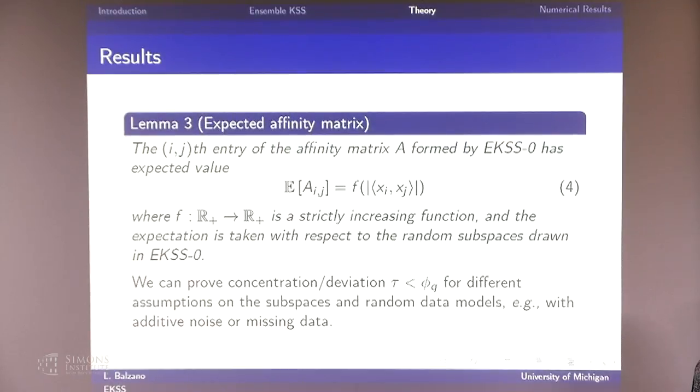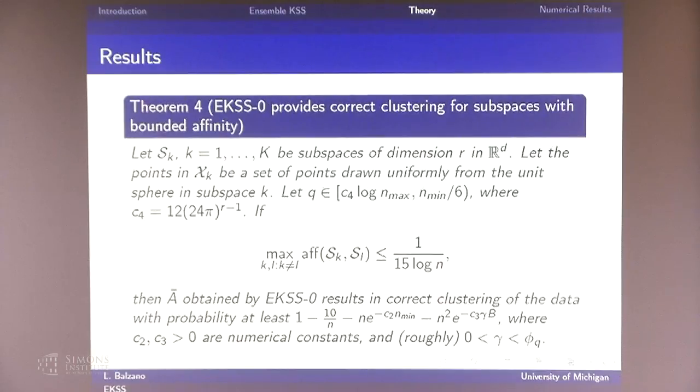And we've done that in the paper with different assumptions on subspaces, missing data models, noise models, and things like that. Okay, so here's one of those results, just to give you the flavor. We have some subspaces, and our points are drawn from those subspaces uniformly from the unit sphere. So we have a very nice data distribution. Then if Q is large enough, and the affinity between every pair of subspaces is bounded, then we get a correct clustering from the algorithm with high probability.